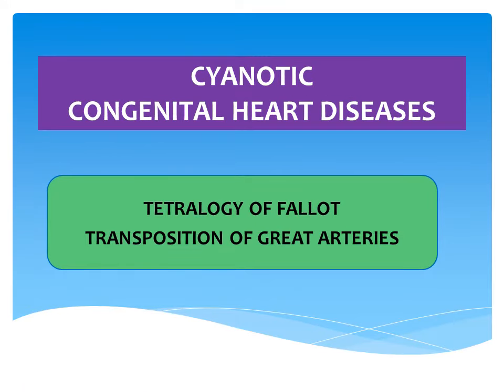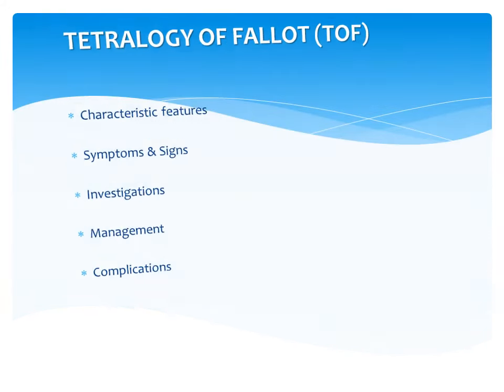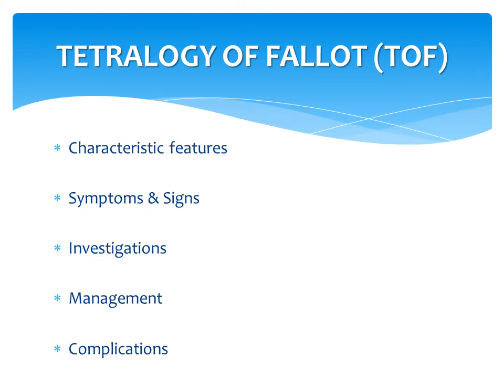Now I would like to discuss cyanotic congenital heart diseases. The two main conditions under this category are tetralogy of Fallot and transposition of great arteries. First I will discuss the tetralogy of Fallot or TOF in terms of its characteristic features, symptoms and signs, investigations, management, and complications.